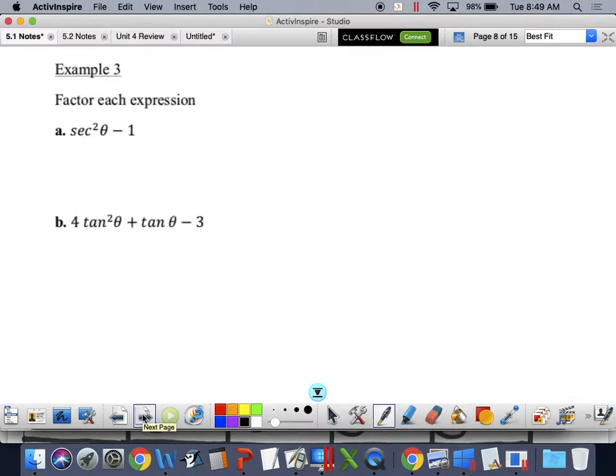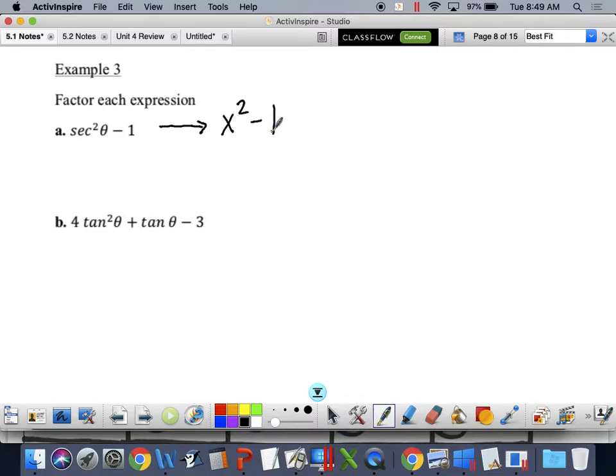So in example 3, we're going to factor each of these expressions. Given that the direction says to factor, I know that I have an identity that has tan squared and secant squared in there, and maybe that's what I should be working with. But since the problem told me to factor, I'm going to look at this and say, okay, I have secant squared theta minus 1. Well, that's very similar to x squared minus 1. It's just in this case, the x is secant theta.